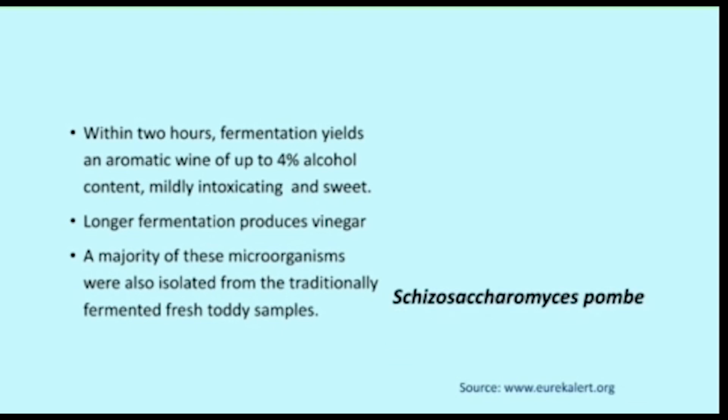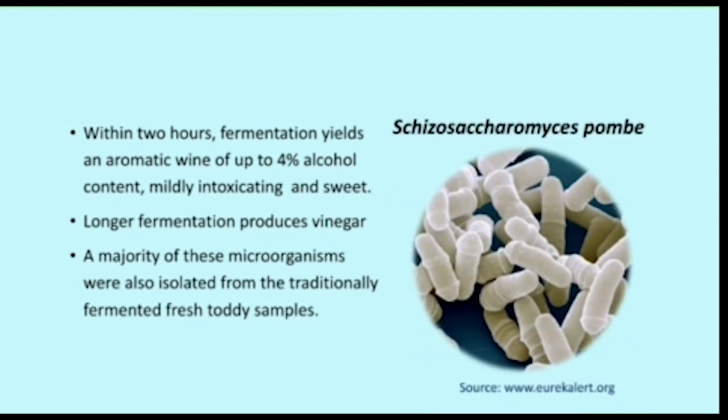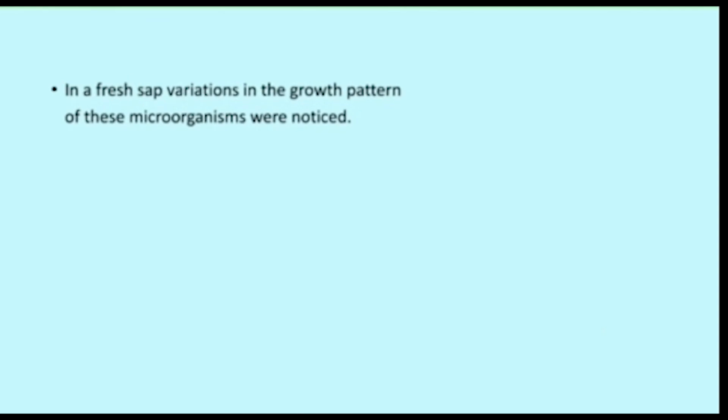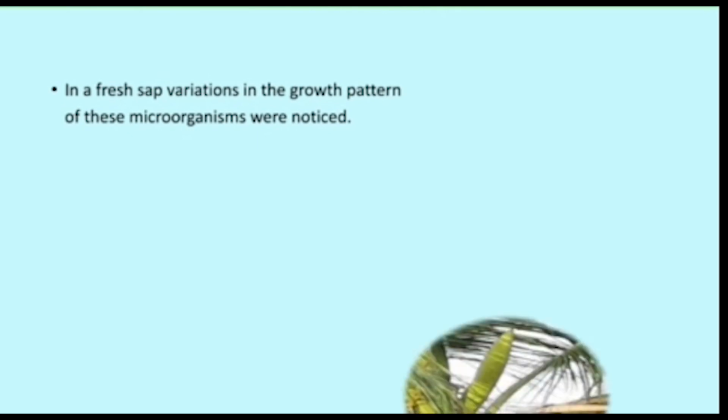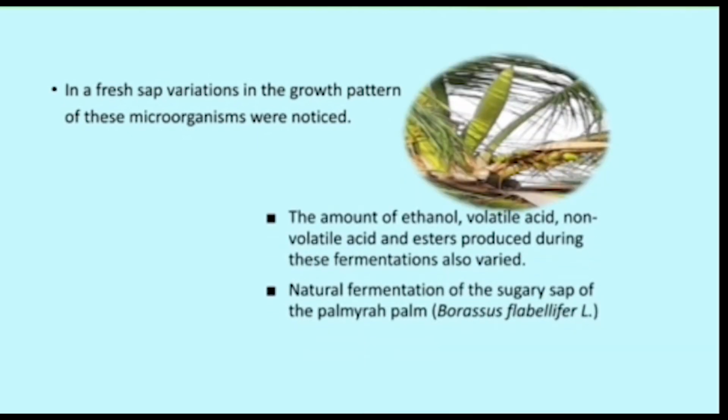Microorganisms that are responsible for fermenting wild date palm, Phoenix sylvestris, sap into wine were isolated and identified. Saccharomyces cerevisiae, Schizosaccharomyces pombe and some more bacteria were encountered in the freshly tapped sap. A majority of these microorganisms were also isolated from the traditionally fermented fresh toddy samples. In fresh sap and fresh toddy, certain variations in the growth pattern of these microorganisms were noticed. In addition, the amount of ethanol, volatile acid, non-volatile acid, and esters produced during these fermentations also varied.